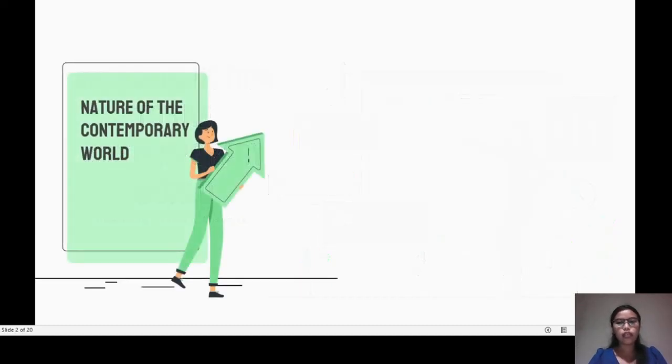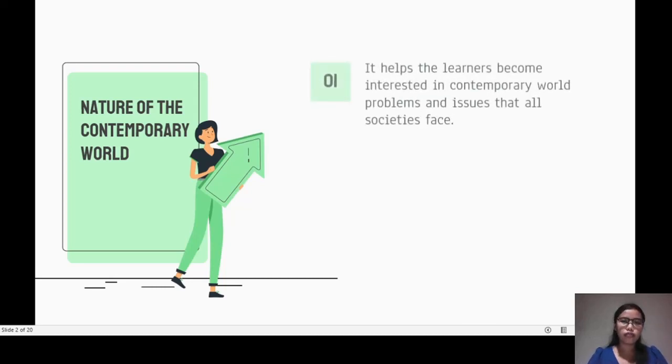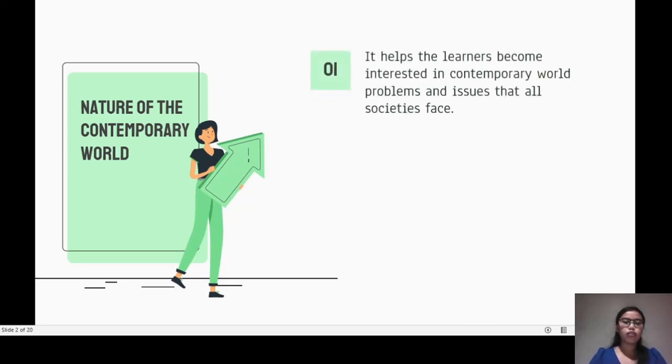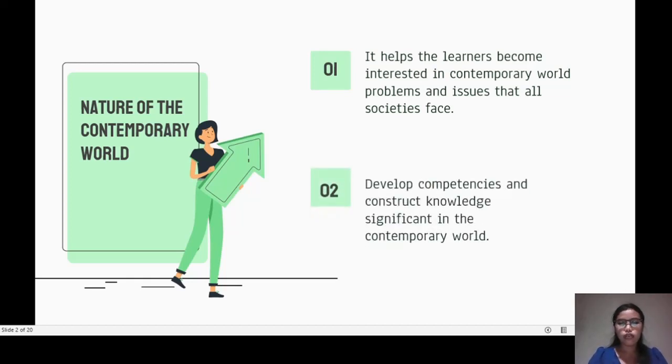To begin with, let's talk about the nature of the contemporary world. The first one is that the contemporary world helps the learners become interested in the modern or contemporary world problems and issues that all societies face. It also develops competencies and constructs knowledge significant in the contemporary world.